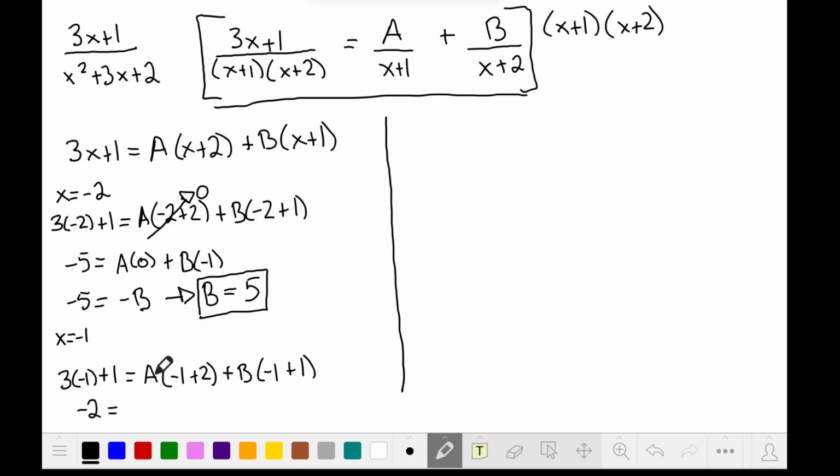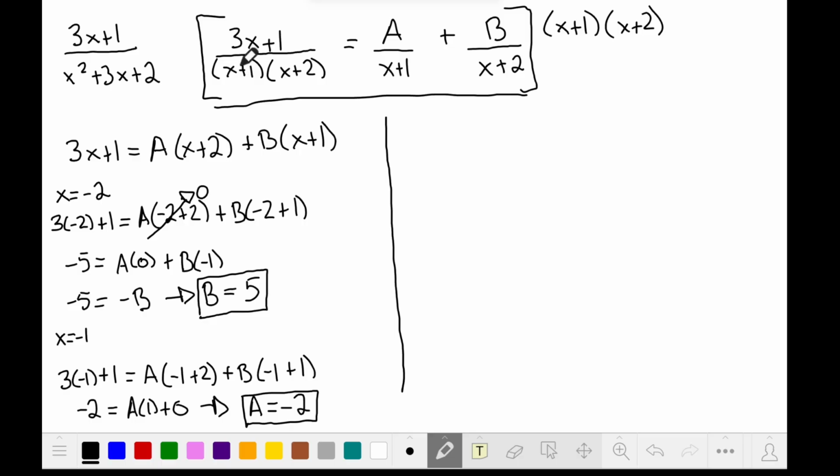And then we're going to have A of minus 1 plus 2. So minus 1 plus 2 is just 1. So we're going to have A times 1 plus, well, minus 1 plus 1 is 0. B times 0 is 0. So look at that. We now have A equals minus 2.